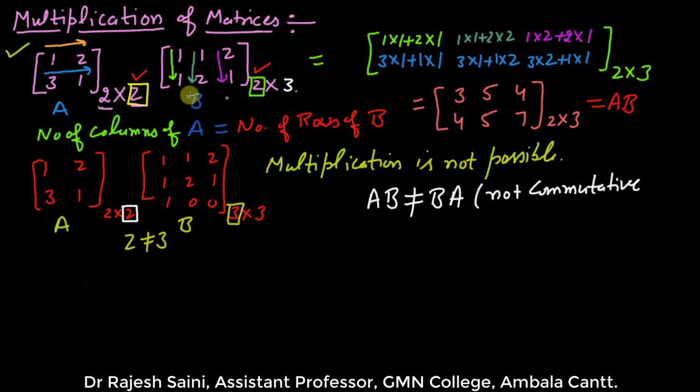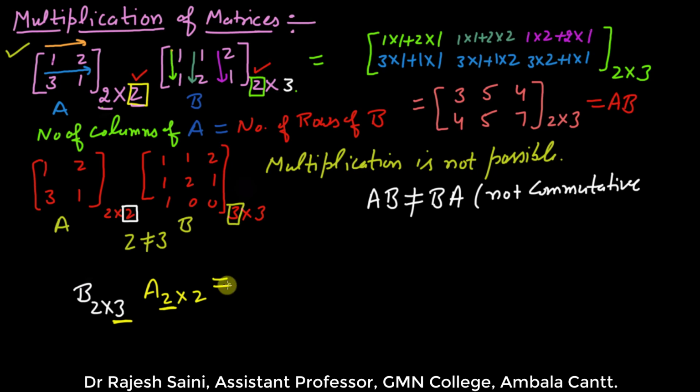Fine. So you can take any example, but in this case if we put B first, the order of B is 2 by 3, and A at second place, the order of A is 2 by 2. So here it is 3, here it is 2, so both are not equal.